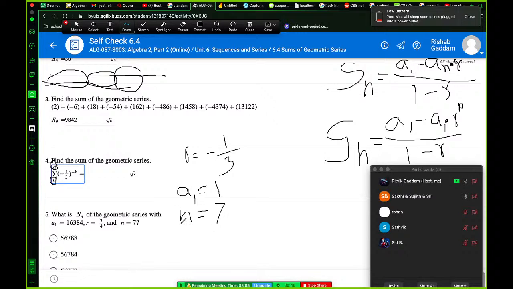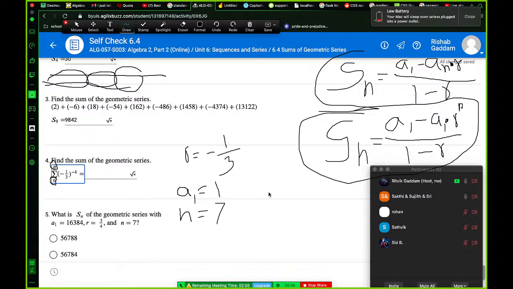Would you multiply them together, or subtract them? You have to use this formula. Sorry, no, not that one. This one. So then a1 minus, or is it a1 times r? It's a1 minus a1 times r.